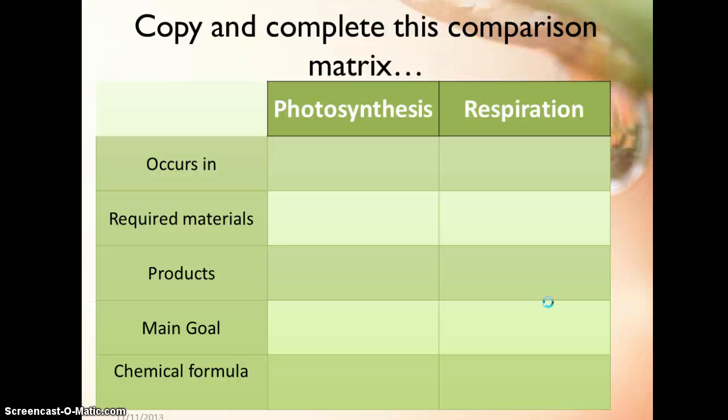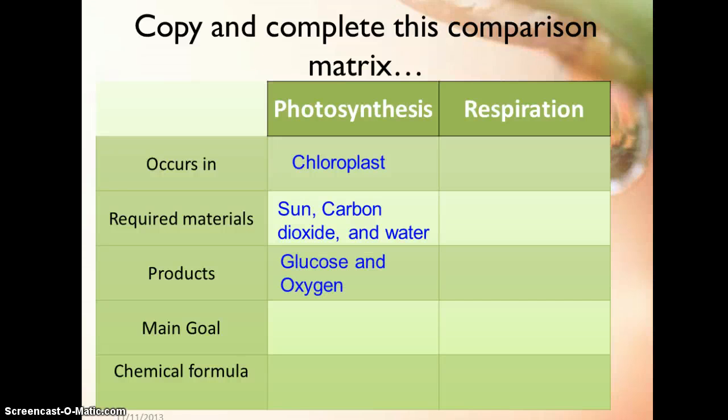Okay, so photosynthesis occurs in the chloroplast, whereas respiration occurs in the, sorry, I'm going in order. Photosynthesis. The required materials for photosynthesis are sun, carbon dioxide, and water. The products of photosynthesis are glucose and oxygen. The main goal, like what in the world does photosynthesis occur for? That is glucose for food. And that food, the glucose for food, is for plants.